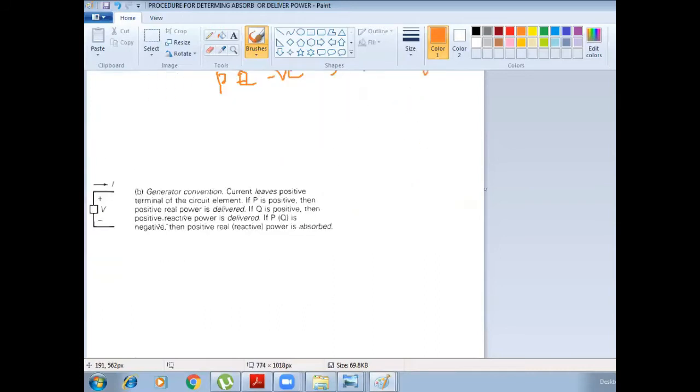Now let us consider the generator convention. Here we are considering that current leaves the positive terminal of the circuit element.